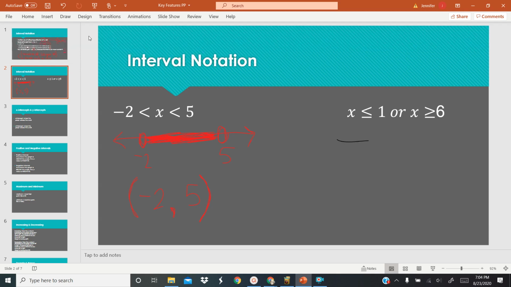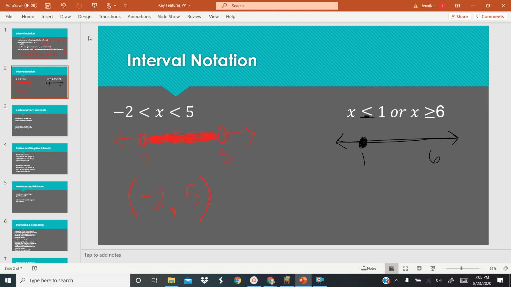So I'm going to start by just drawing another number line. And in this one, it gives us a 1 and a 6. So I'm going to start with the 1. It's less than or equal to that. And since it has that equal to line, that means you're going to do a closed circle on that 1. So I'm trying to shade that in the best I can.